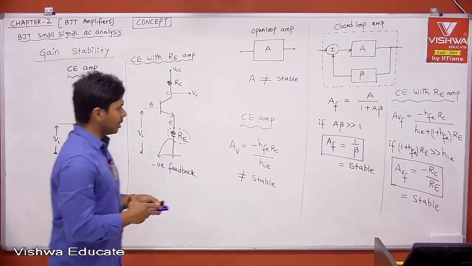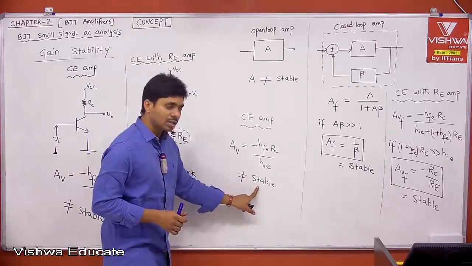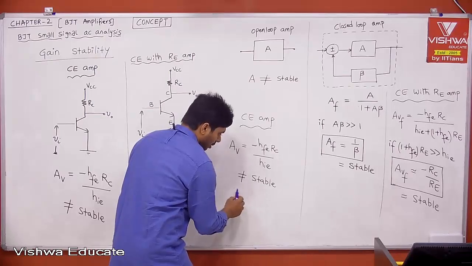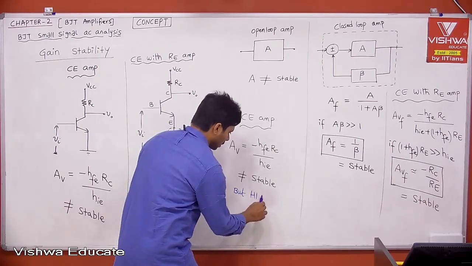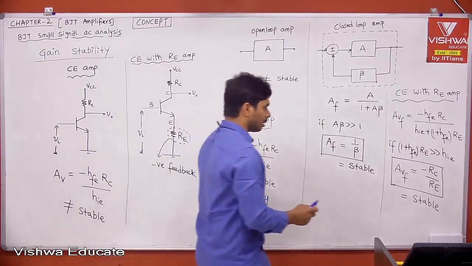Okay, now maybe here only you can write, this is not stable, but high. Not stable, but high. That you can write. That is stable, but low.